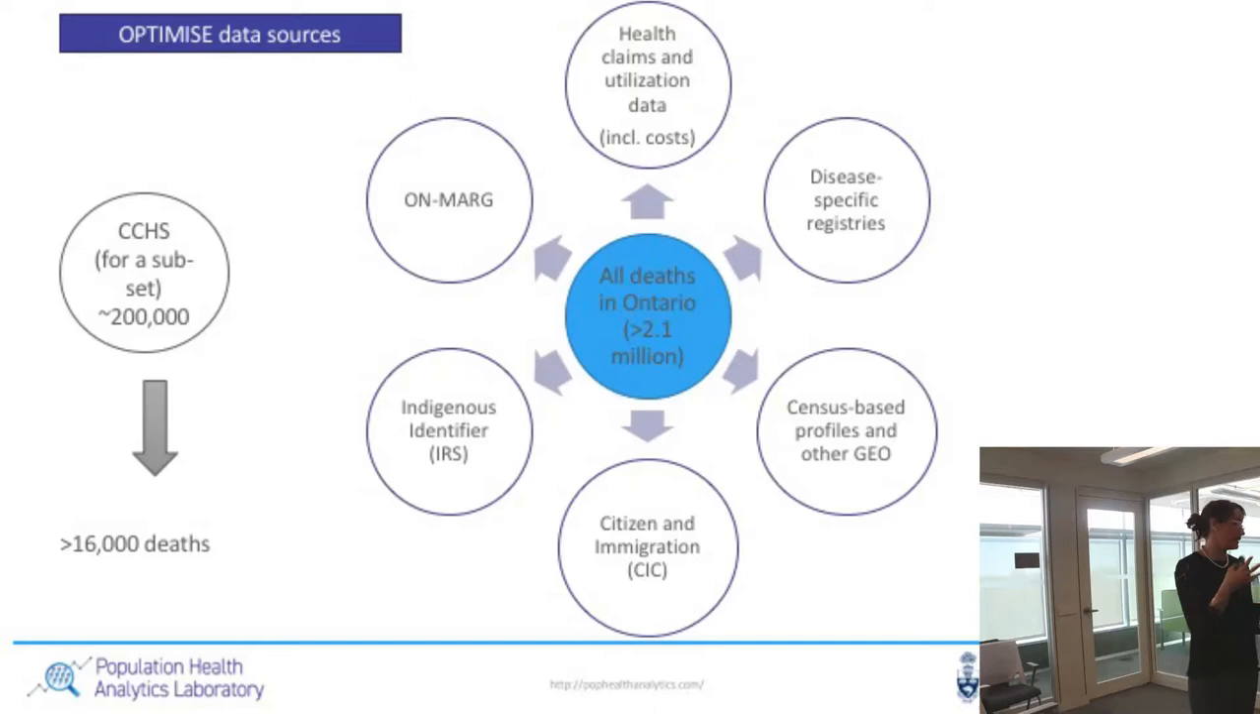And then we have demographic databases like the CIC data, which is a database of every landed immigrant in Ontario since 1985. So we know who's an immigrant, where they immigrated from. We also have an Indigenous identifier through the Indian Registry System. This is the analysis that we do in partnership with Chiefs of Ontario, looking at all deaths among this population.